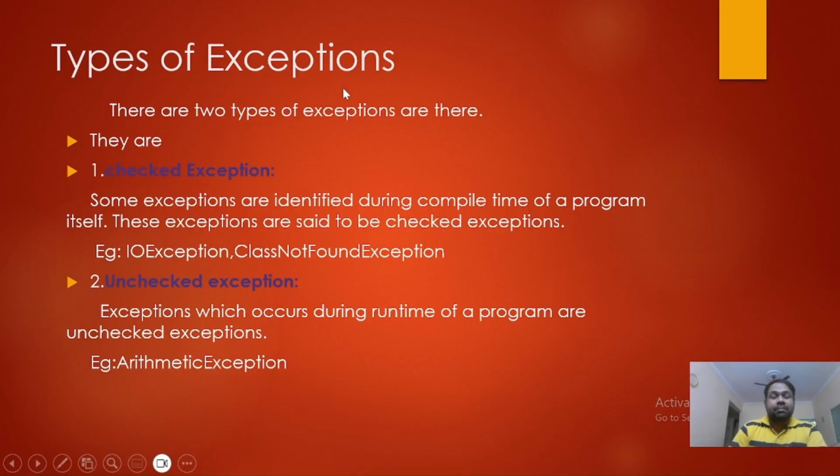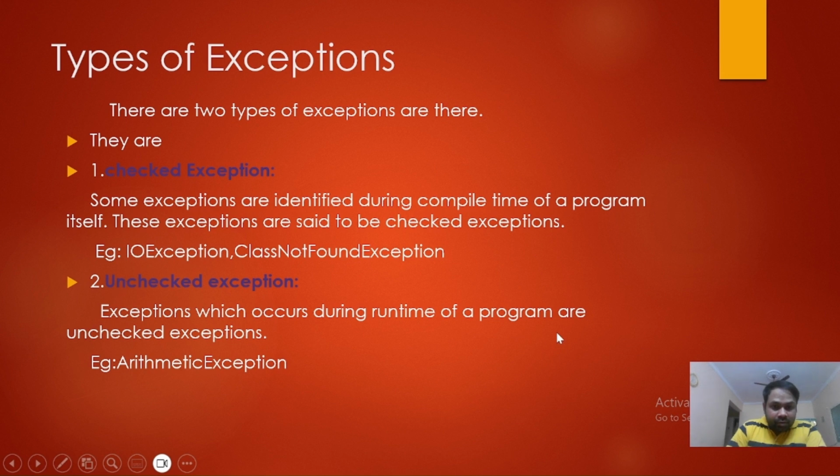There are two types of exceptions: first, checked exception, and second, unchecked exception. Let me talk about checked exceptions first. These are exceptions that are identified during the compile time of a program itself. For example, when you try to access a class which is not available, you get an exception like ClassNotFoundException. These kinds of exceptions are identified during compile time itself, because we are looking for a class which is not available. So all these come under checked exceptions.